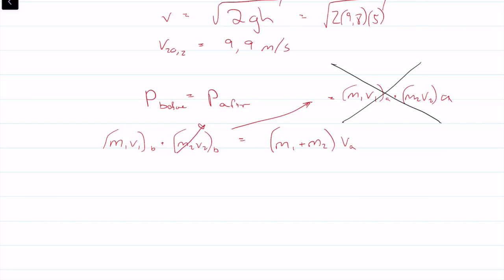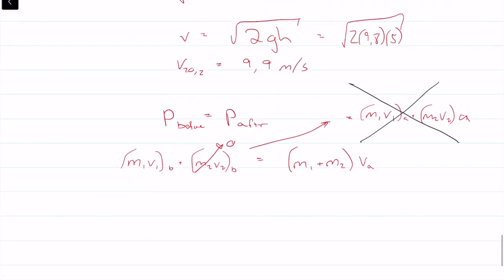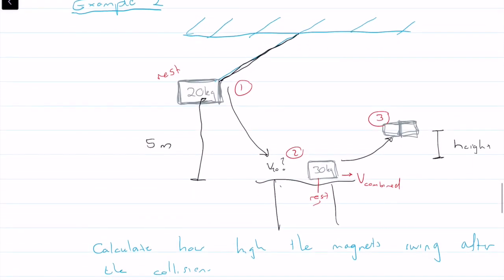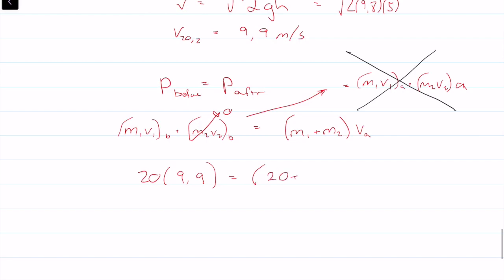Okay, so we know that this term goes to 0 because it is at rest initially. So then what we're left with is mass 1, which was 20 kilograms, times velocity 1 at the bottom, which is 9.9, is equal to, okay, I've obviously taken this as mass 1 and this as mass 2, is equal to mass 1 plus mass 2, so that's 20 plus 30, times velocity at A. Okay, velocity at A is the only unknown, so we can solve for this.